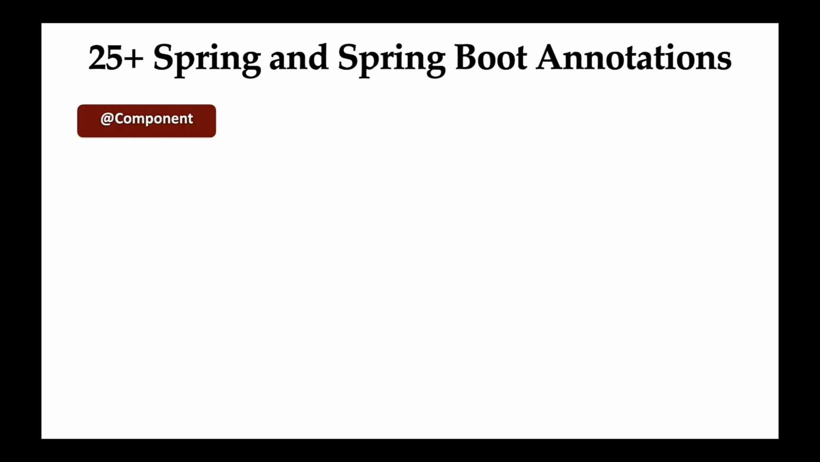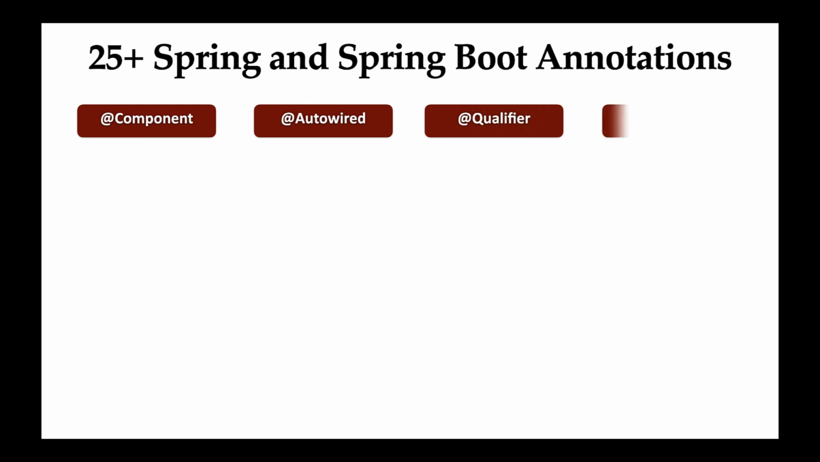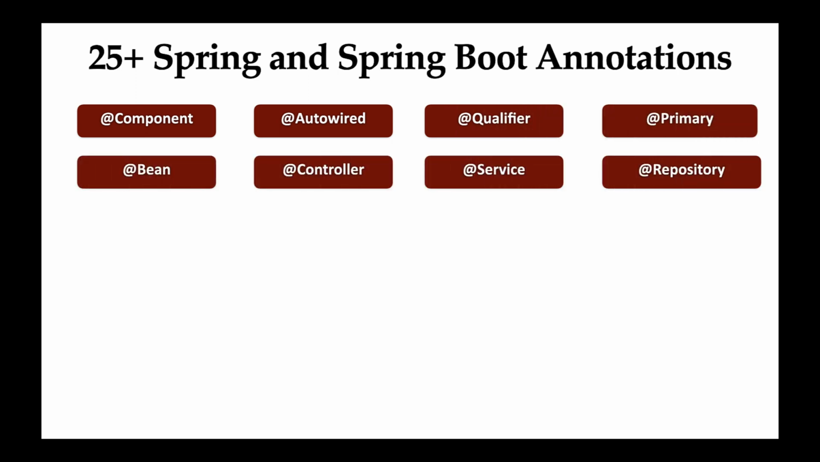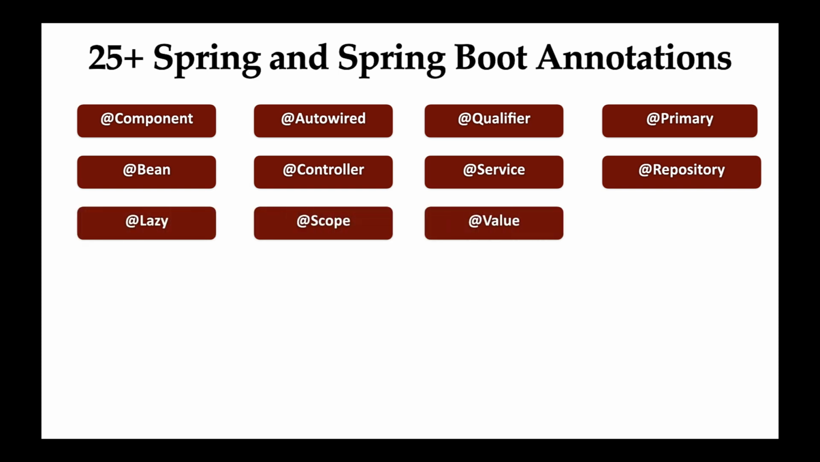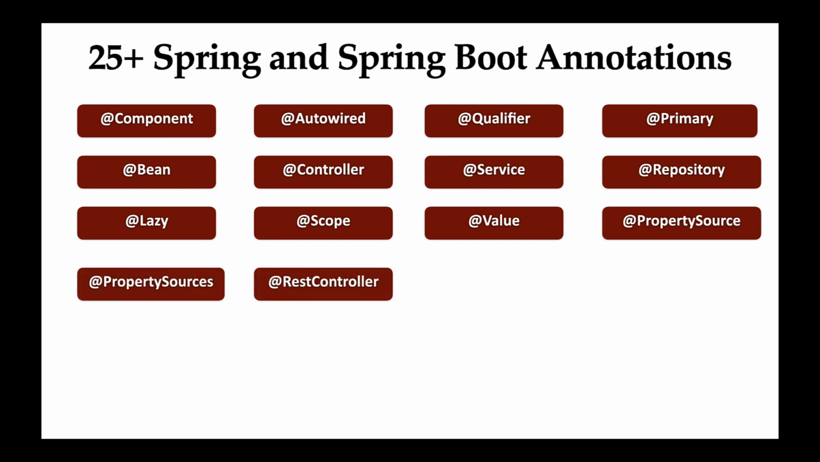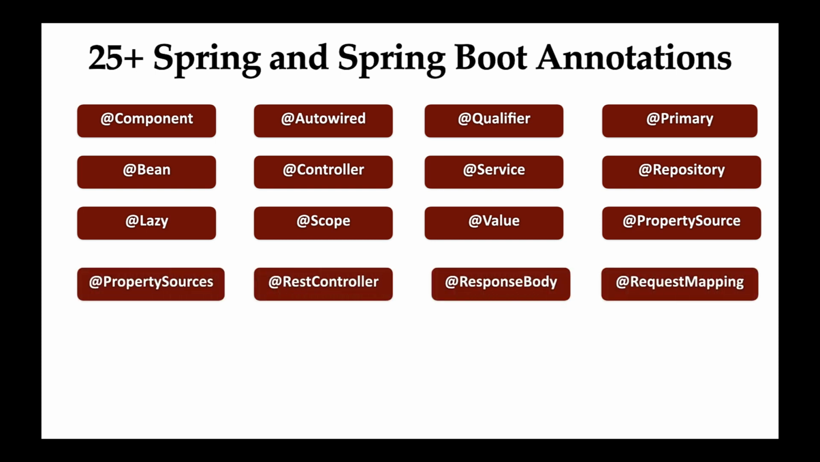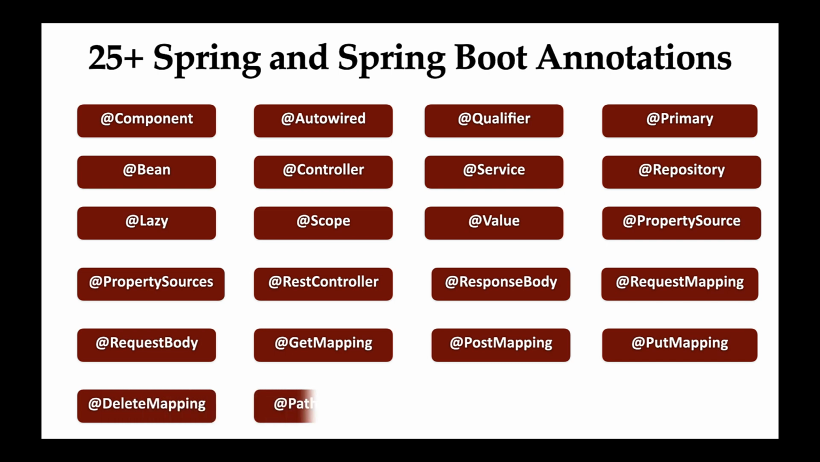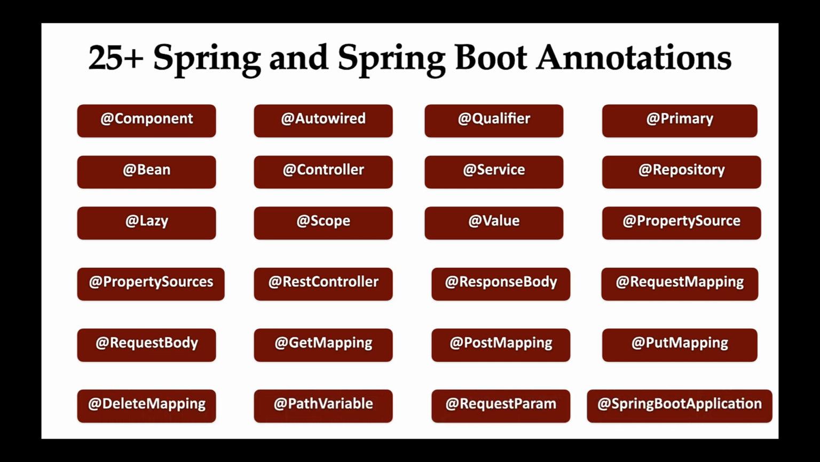We'll begin with @Component annotation, next @Autowired, @Qualifier, @Primary, @Bean, @Controller, @Service, @Repository, @Lazy, @Scope, @Value, @PropertySource, @PropertySources, @RestController, @ResponseBody, @RequestMapping, @RequestBody, @GetMapping, @PostMapping, @PutMapping, @DeleteMapping, @PathVariable, @RequestParam, @SpringBootApplication, and more.